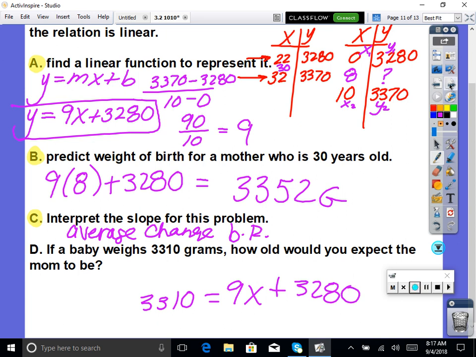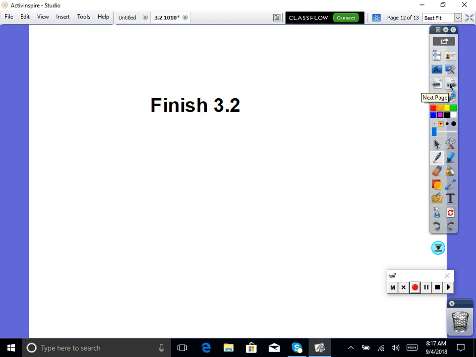So we know how to do algebra? Okay, awesome. The rest of the time is yours. You should be able to really finish 3.2 in class today, honestly.